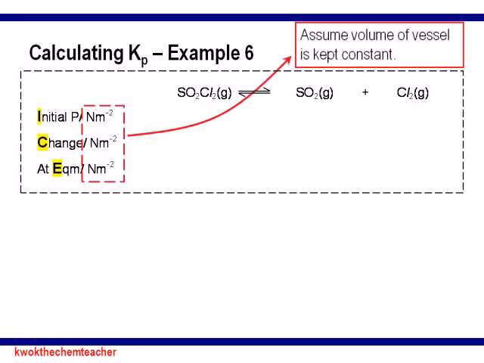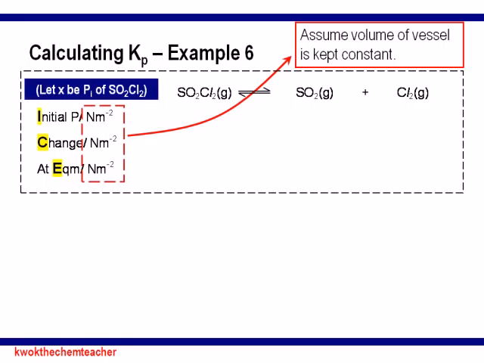Now we have made use of Newton per meter squared because we have assumed that the volume of the vessel is kept constant. This is quite important because pressure will be affected by volume. So once again, you want to ensure that when you use the ICE table, you are actually talking about the amount of substances that is being changed. But because the Kp expression requires you to use partial pressure, it's sometimes convenient to leave the ICE table in terms of pressure. But if you cannot ascertain that the volume of the vessel is kept constant, you should use moles as your units for your ICE table.